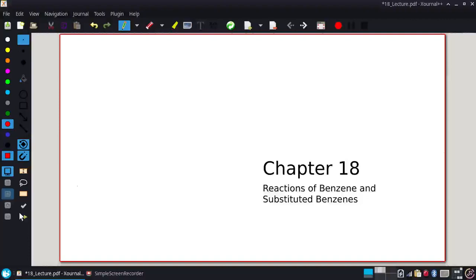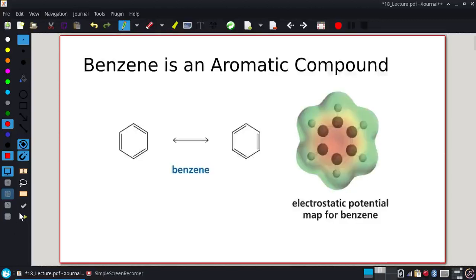Okay, so we're looking at benzene and reactions with benzene, so substituted benzene reactions, and we're going to be looking at electrophilic and nucleophilic substitutions. Alright, so benzene being an aromatic compound is what's going to drive all those reactions.